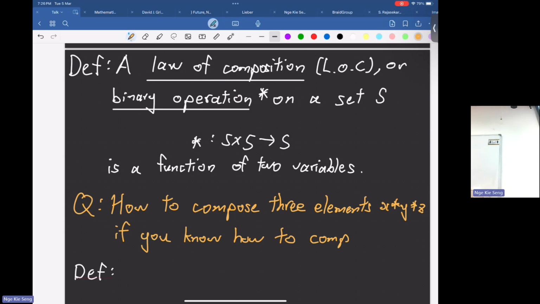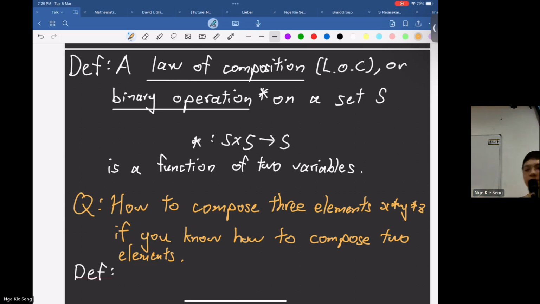You only know how to compose two elements. Any idea? How do you do it? So you know how to compose two things. So from here, can you guess how to compose three things or not?